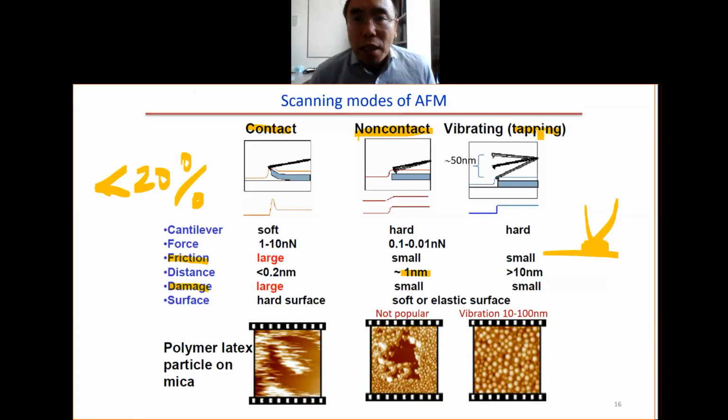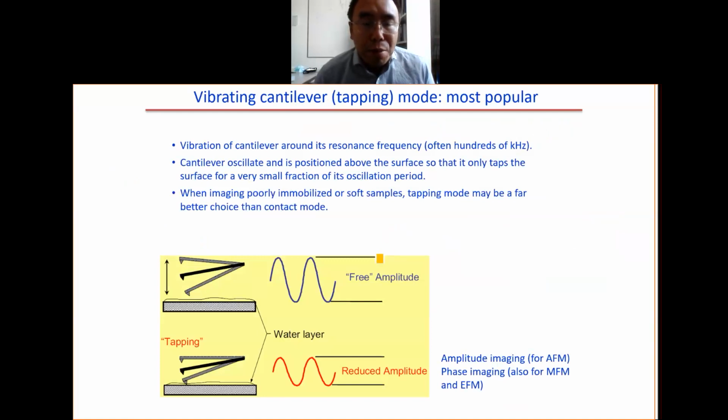And now let's look at the tapping mode. In the tapping mode, we have a free amplitude. You have high amplitude when the tip is free, and when the tip feels the sample surface, you get a reduced amplitude. So in the measurement, you maintain this amplitude to maintain a certain distance from the sample. This way, you can get the topography information of the sample.